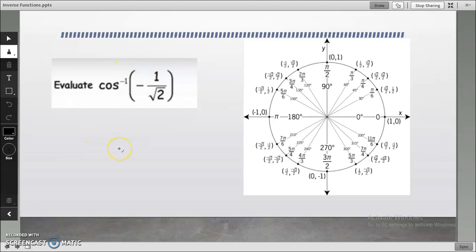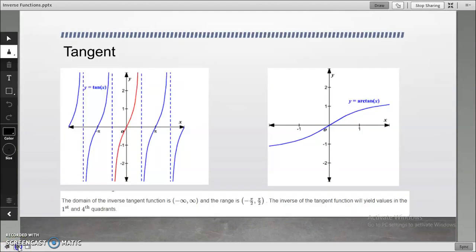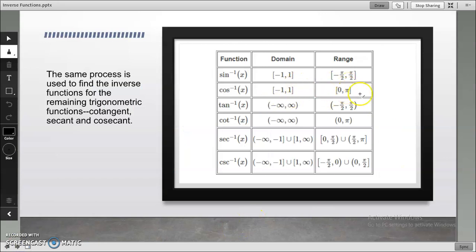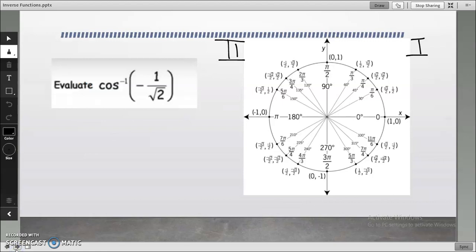All right, let's look at the next one. Evaluate cosine inverse of negative 1 over root 2. And so again, cosine is in 1 and 2. So from 0 to pi, I'm running out of time, but I still want you all to see how I'm getting these numbers. So from 0 to pi, yep, so from 1 to 2. Those are the coordinates that I can use.